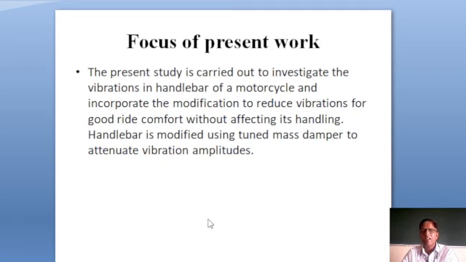We are converting a single degree of freedom system to a 2 degree of freedom system by incorporating a tune mass, and by using this principle we are trying to reduce the hand-arm vibrations or handlebar vibrations so that they will not transfer to the human body. Particularly for riders who ride the vehicle for long hours, or are exposed to handlebar vibrations for a long period of time, these modifications are very important.